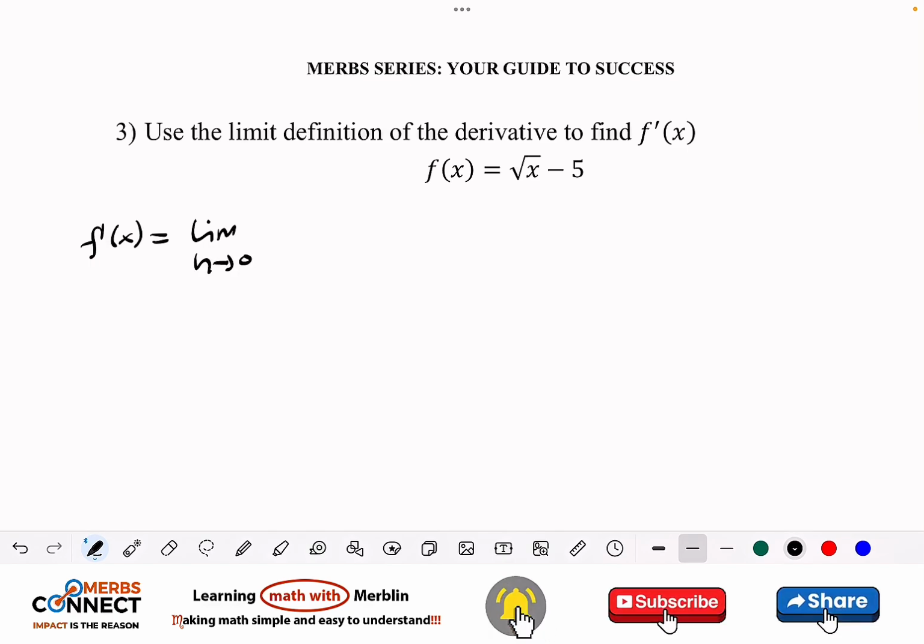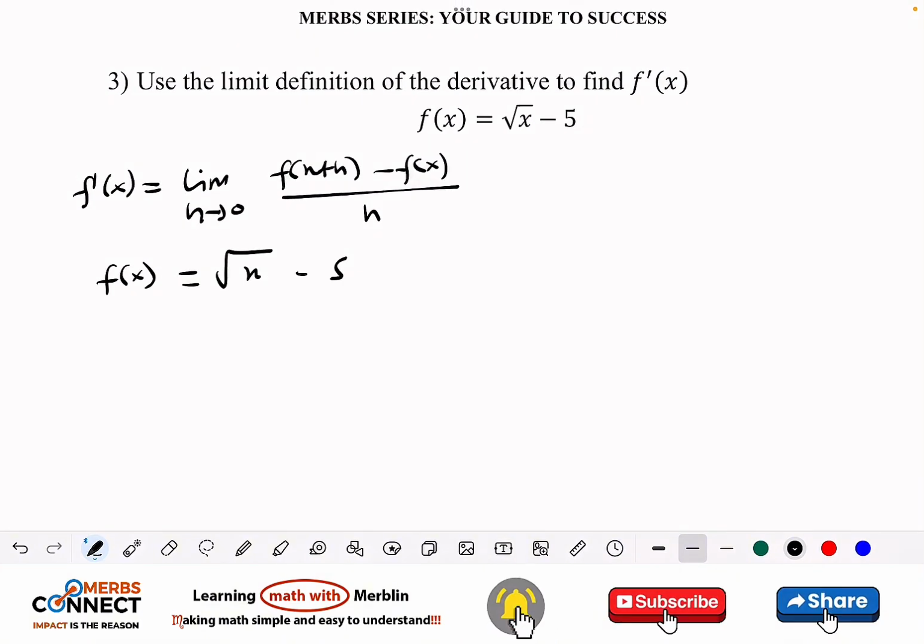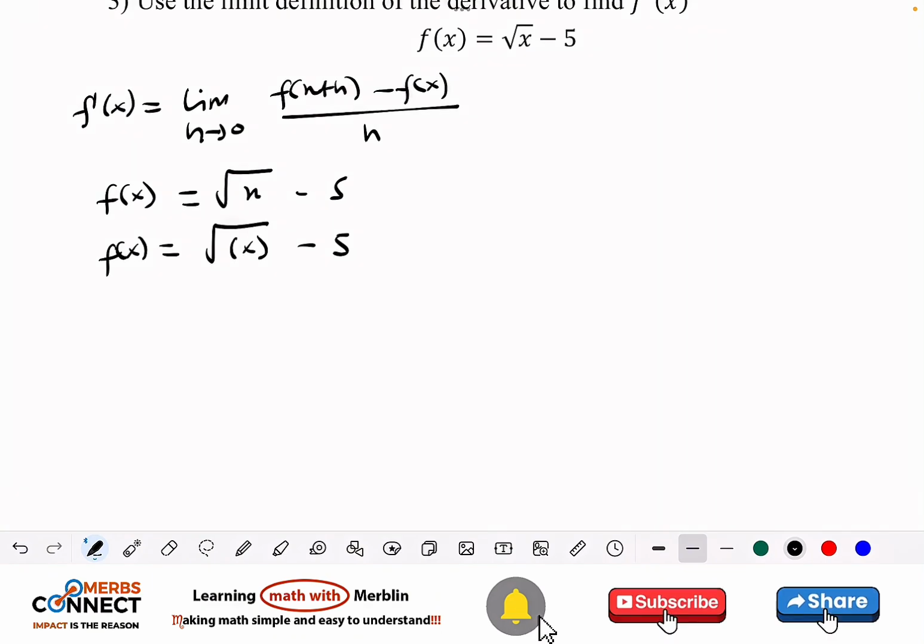h is approaching 0, f of x plus h minus f of x divided by h. So we have f of x is equal to square root of x minus 5. As I said, put all my x into parentheses. It helps you to not forget some stuff. So what is f of x plus h? I'm changing all the x to x plus h, so this is going to be square root of x plus h minus 5. This is nice, right? Good.